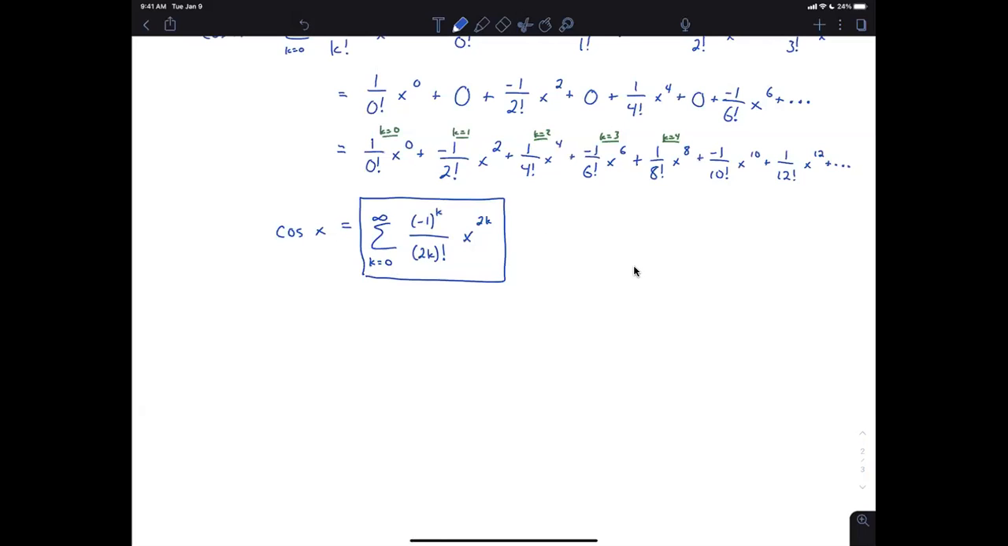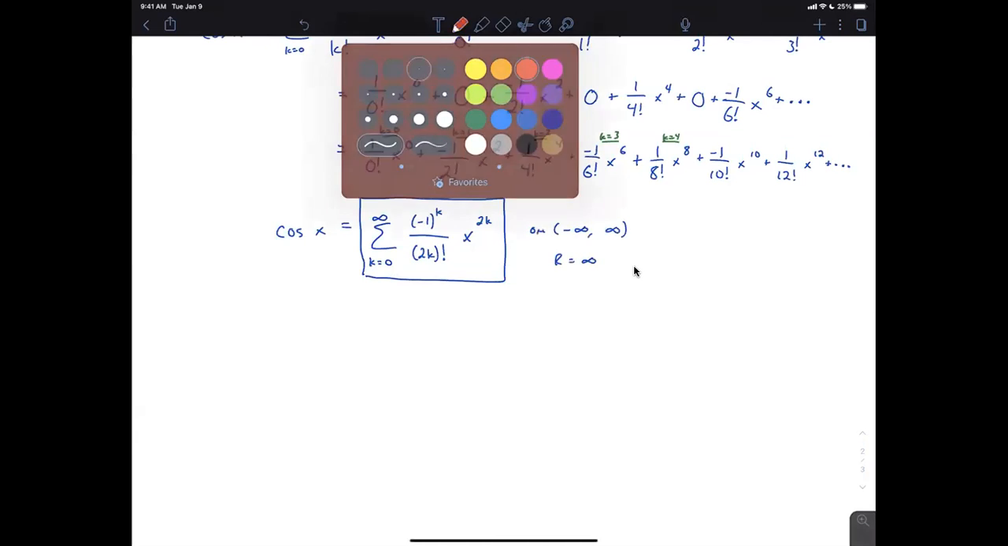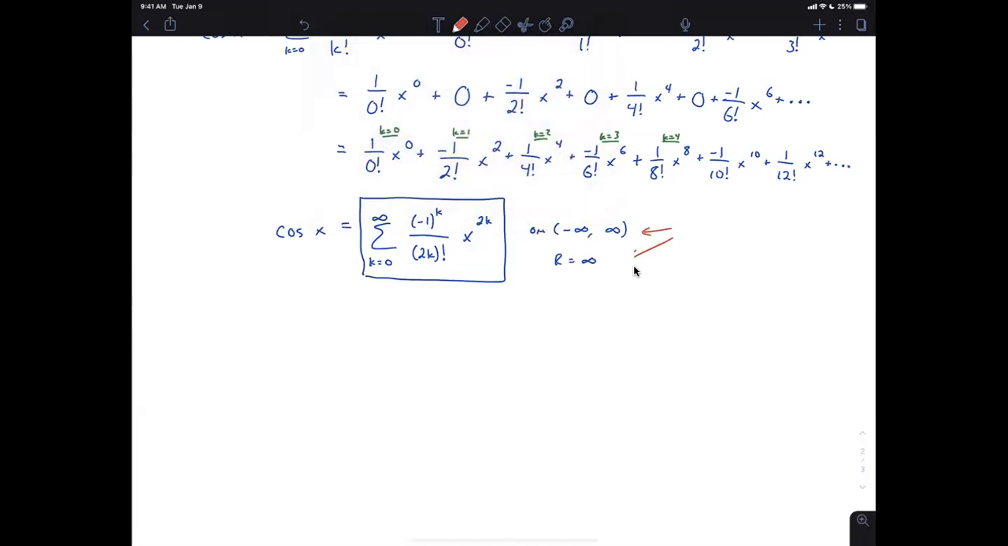When you do the ratio test, you get 0. That means that the interval of convergence is actually -infinity to infinity, and the radius of convergence is infinity. We would show this, use ratio tests to get this. Okay, any questions so far?